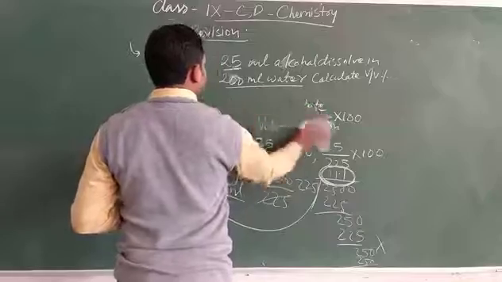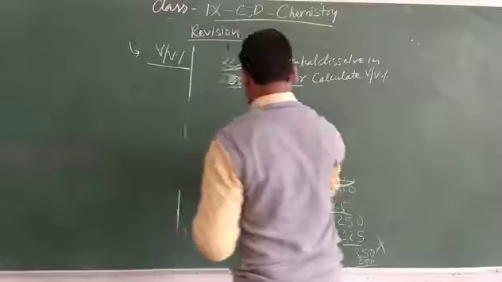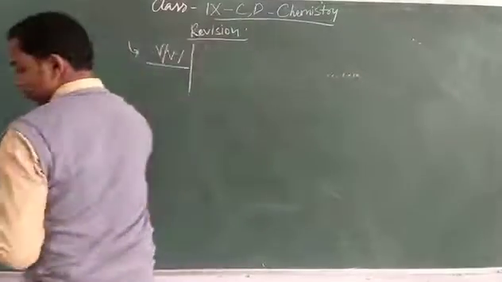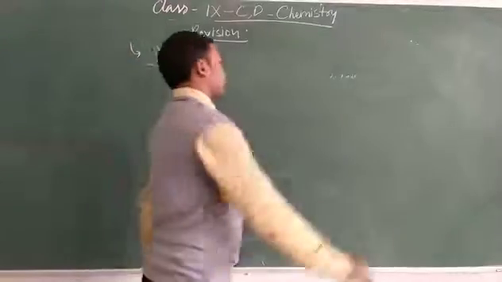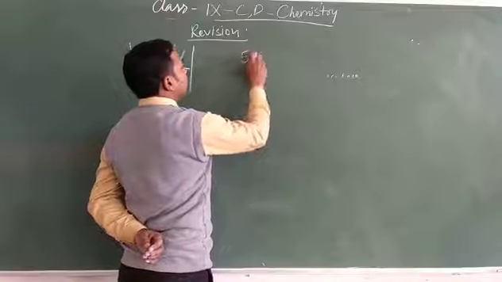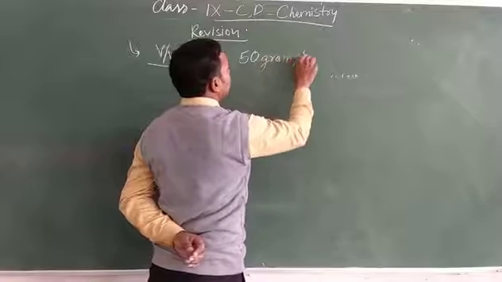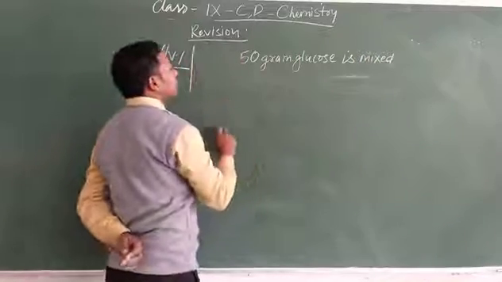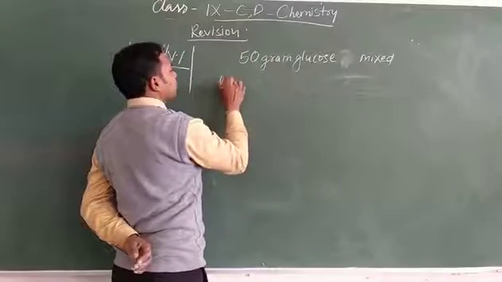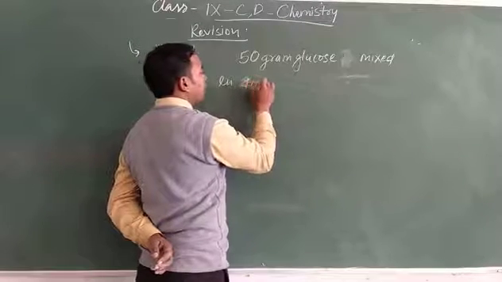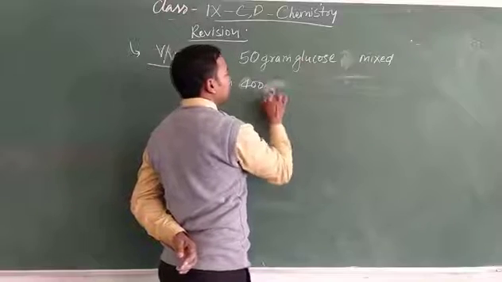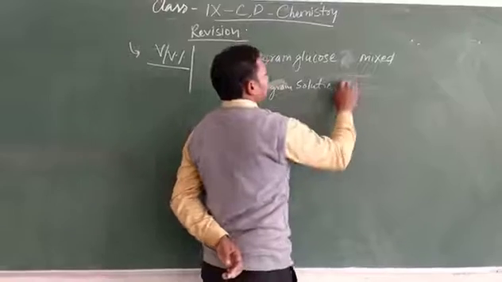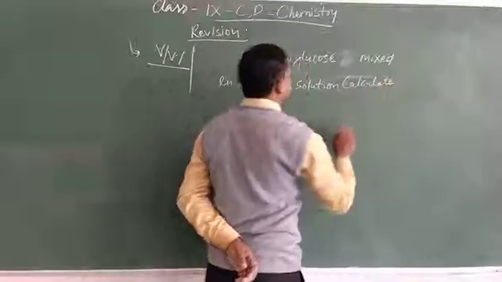Next, take another question. 50 gram glucose is mixed in 400 ml solution. Calculate the mass by mass percentage.